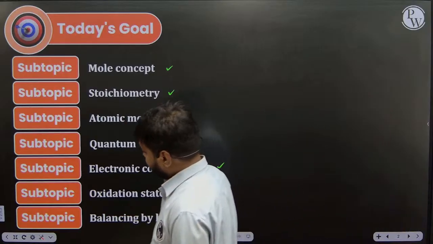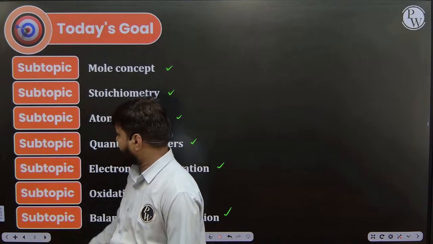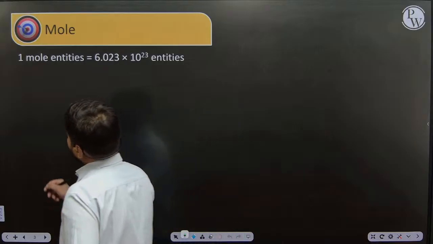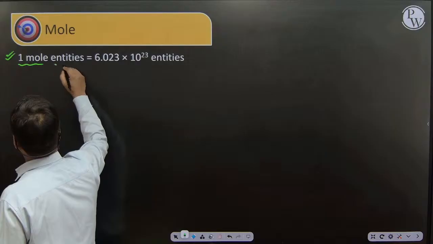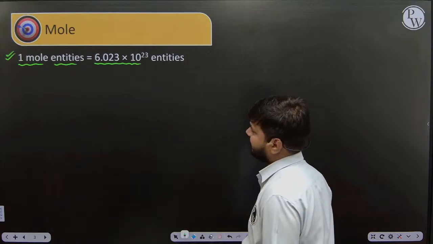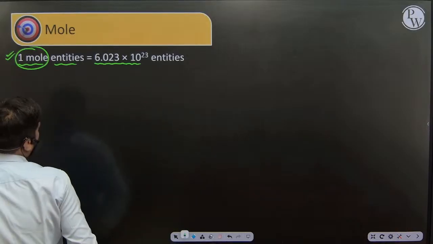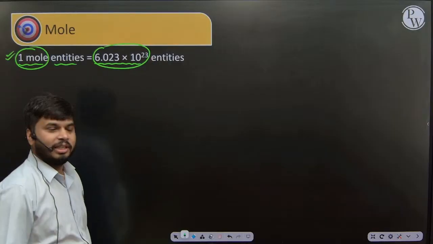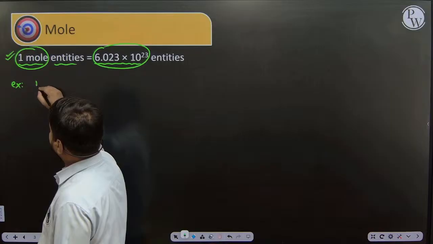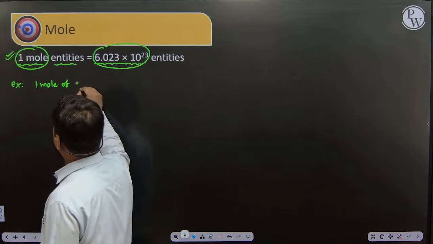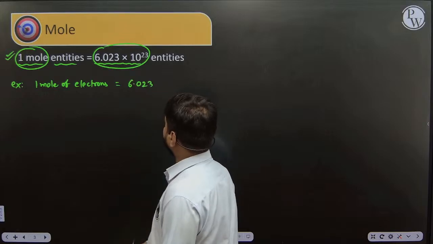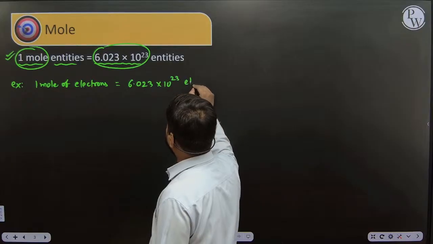So let's get started with the first one, which is our mole concept, right? Let's first talk about the mole. What is a mole? 1 mole represents 6.023 into 10 to the power 23 entities. 1 mole is a number which represents 6.023 into 10 to the power 23 entities. For example, let's say you have 1 mole of electrons. That means 1 mole is equal to 6.023 into 10 to the power 23 electrons.